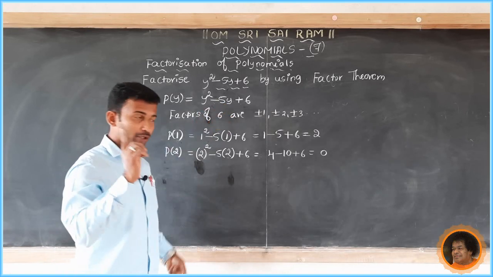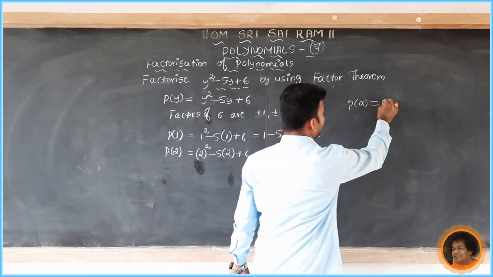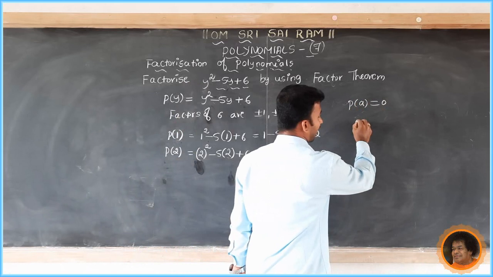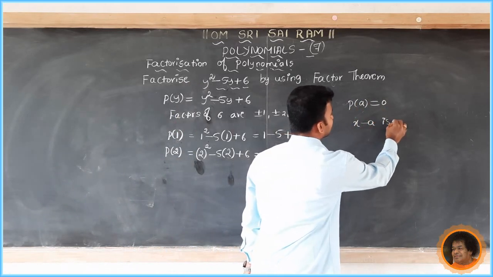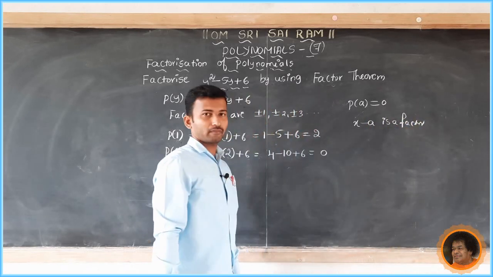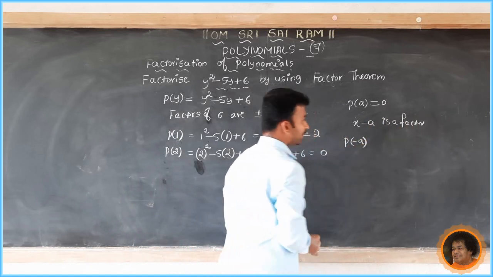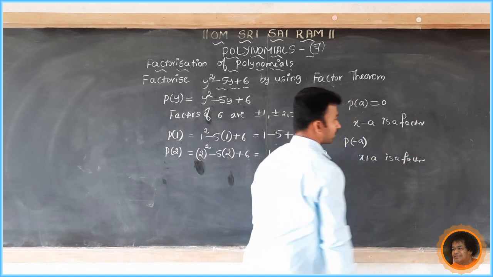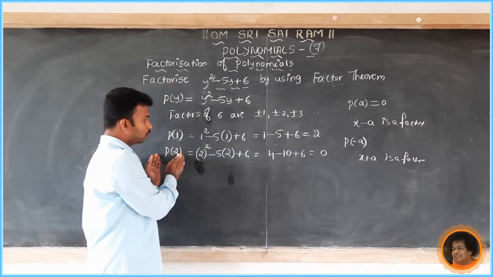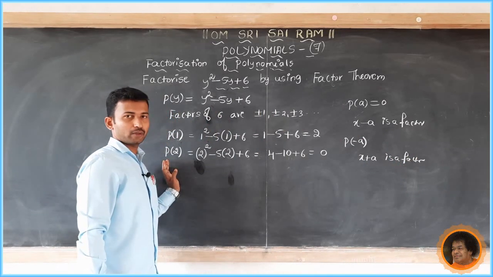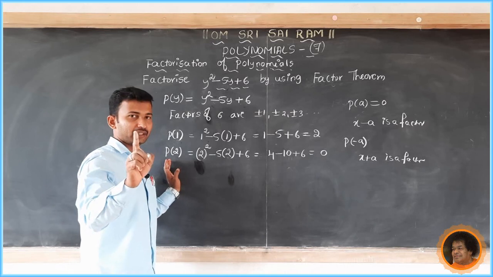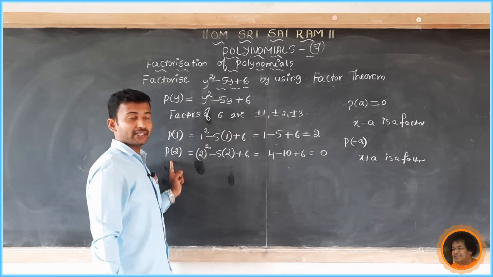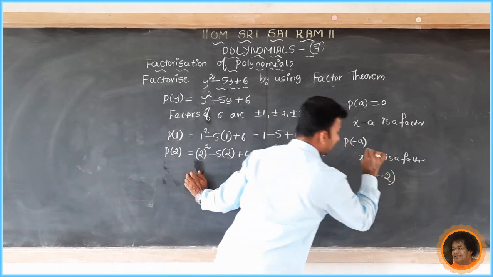If p of a is equal to 0, then what about the factor? X minus a is a factor. If p of minus a is equal to 0, then x plus a is a factor. See, here p of 2 is equal to 0. What about the factor? One of the factors of y square minus 5y plus 6 is y minus 2. So, y minus 2 is the factor.